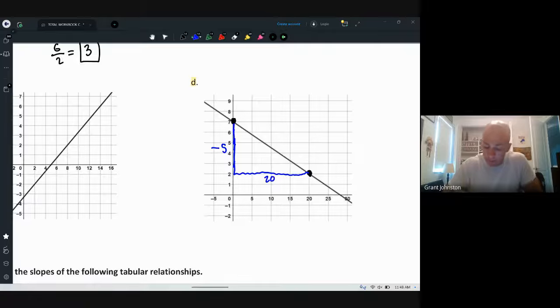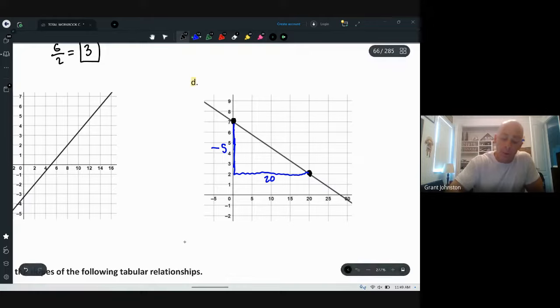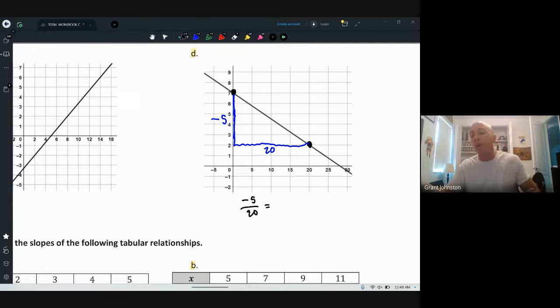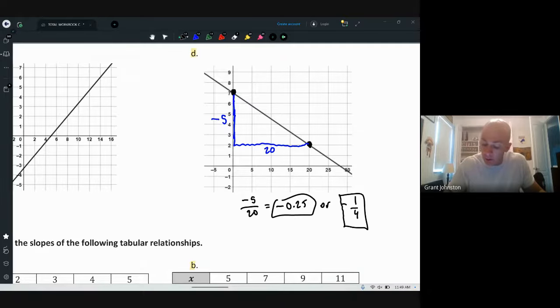This is 20. So the slope, our rise, -5 divided by 20. If you type it in a calculator, you're going to get -0.25, and that's correct. So I'll write that, -0.25. That's our slope. Or if you simplify that fraction, it's going to be -1/4. And typically you leave it as a fraction.